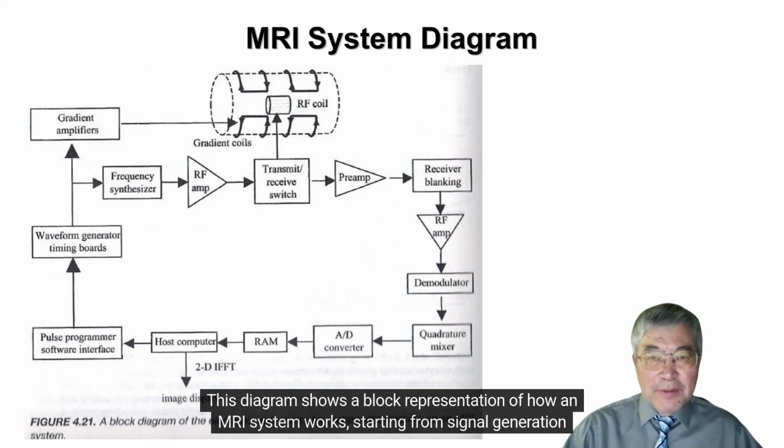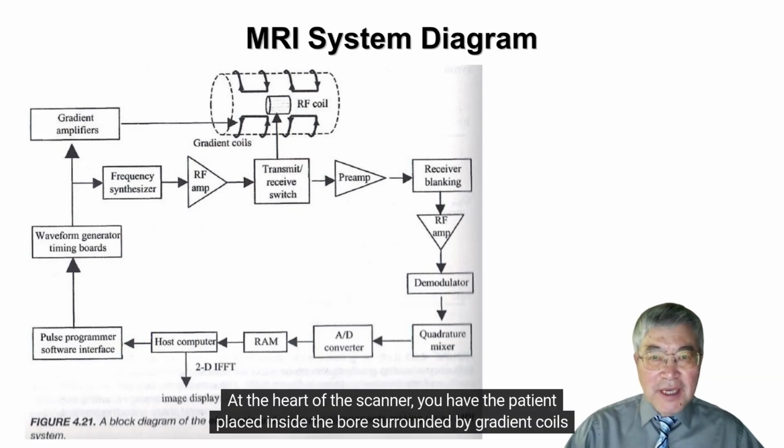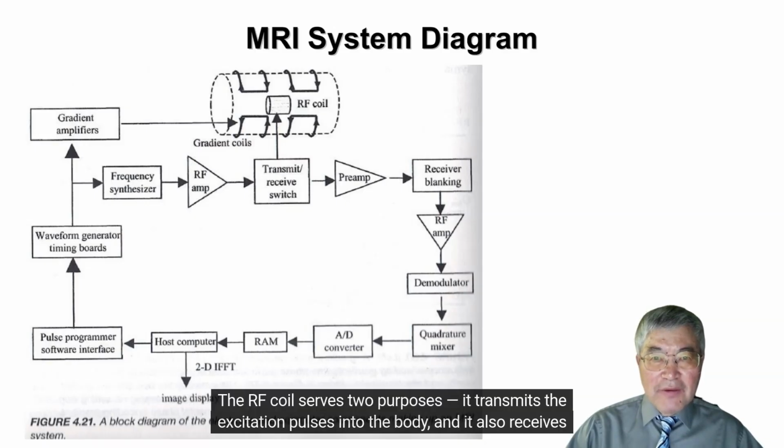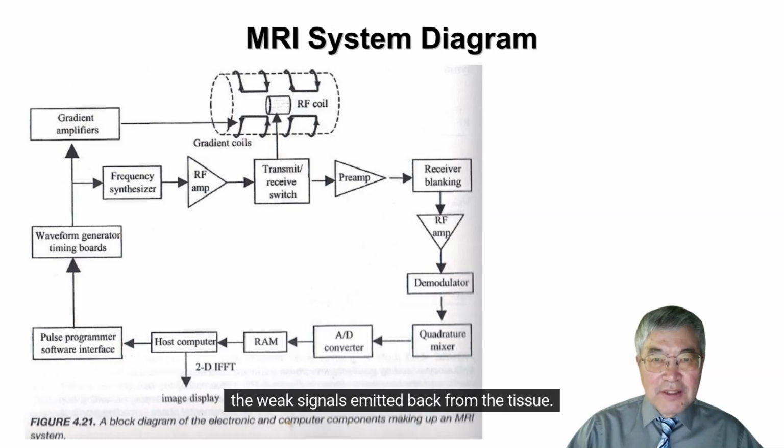This diagram shows a block representation of how an MRI system works, starting from signal generation to image display. At the heart of the scanner, you have the patient placed inside the bore surrounded by gradient coils and the RF, or radio frequency coil. The RF coil serves two purposes. It transmits the excitation pulses into the body, and it also receives the weak signals emitted back from the tissue.